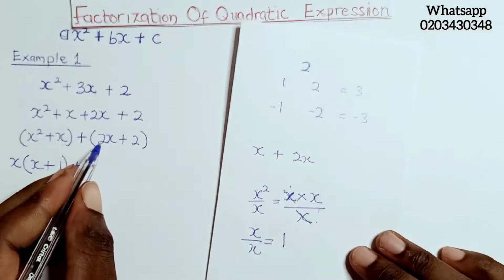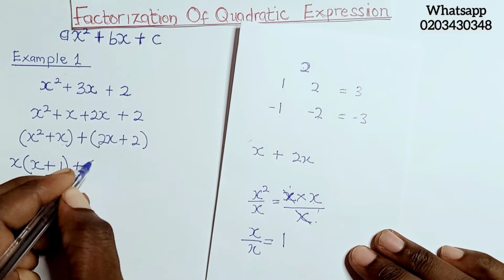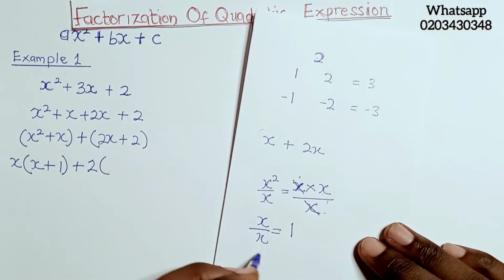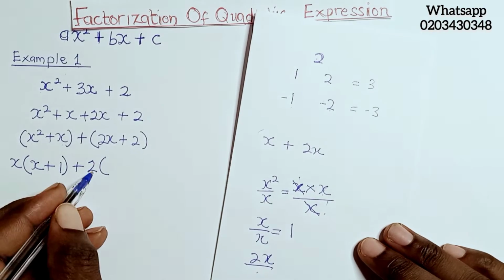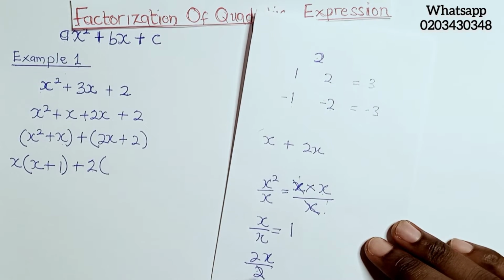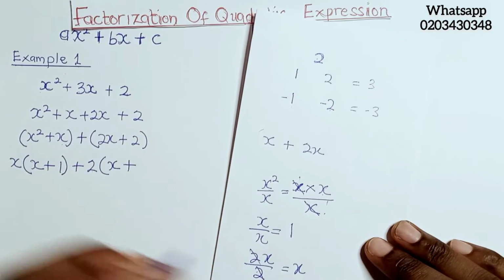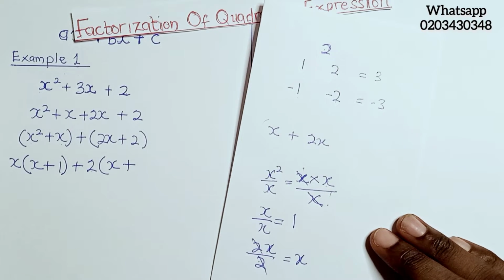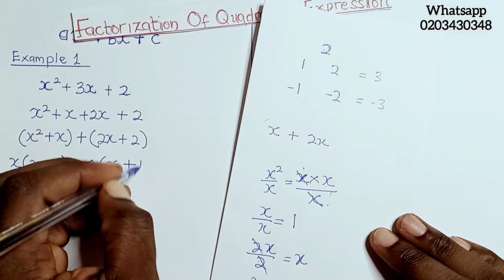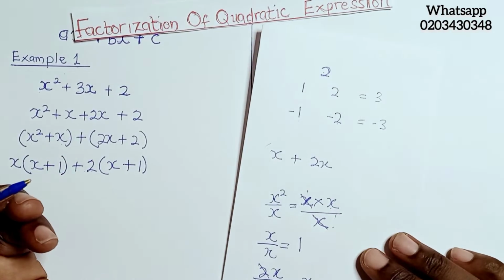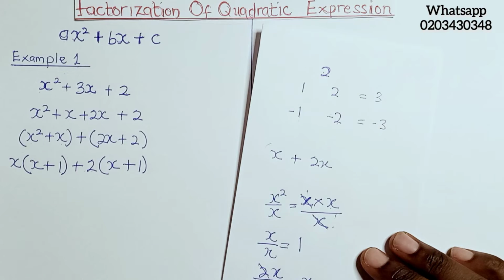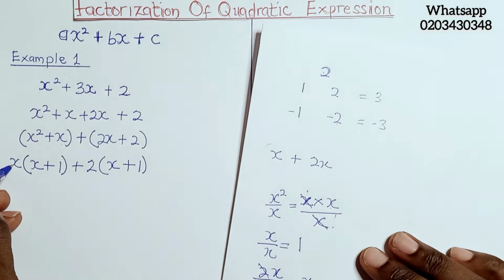Plus, then for the second bracket, 2 is here, 2 is here. So the common factor is 2. We'll bring that 2 outside. Then we'll take the first term, 2x divided by the common factor, which is the same as 2x divided by 2, which is equal to x. We'll put our x here, plus 2 divided by the factor, which will give us 1. So let's go to the next step.